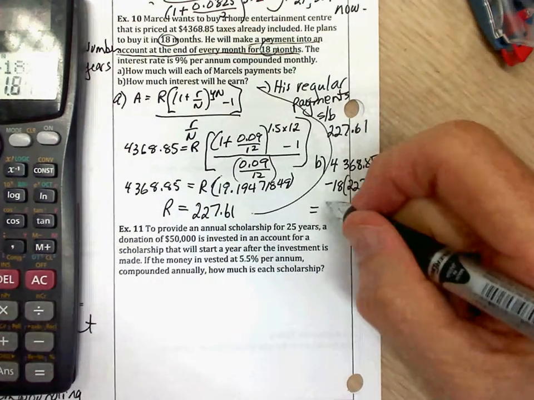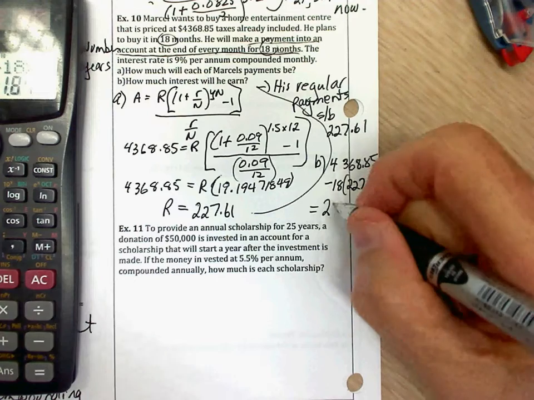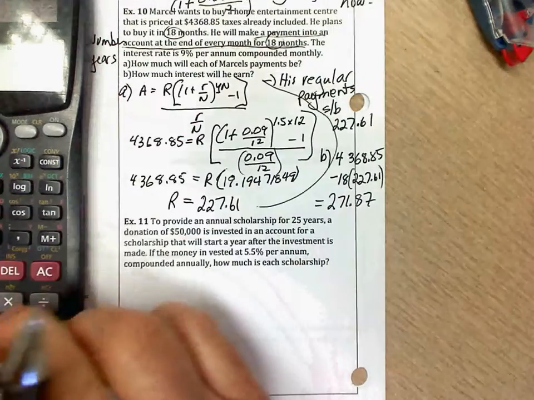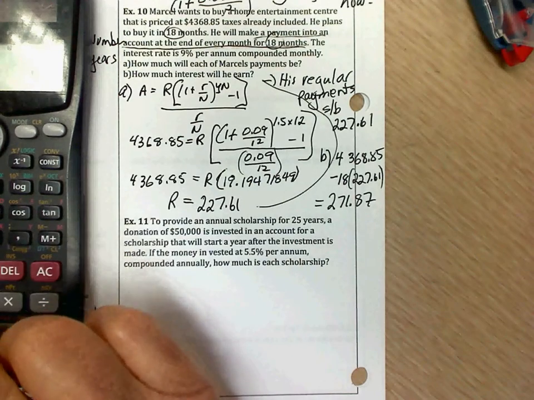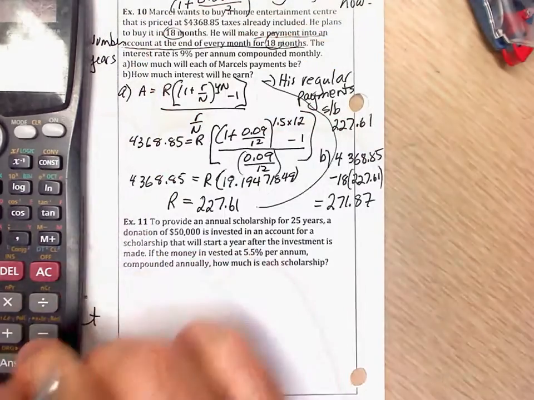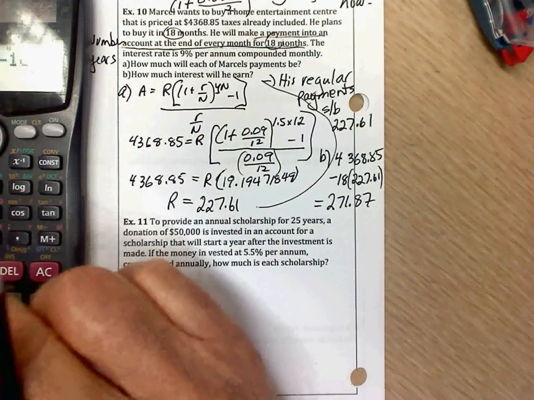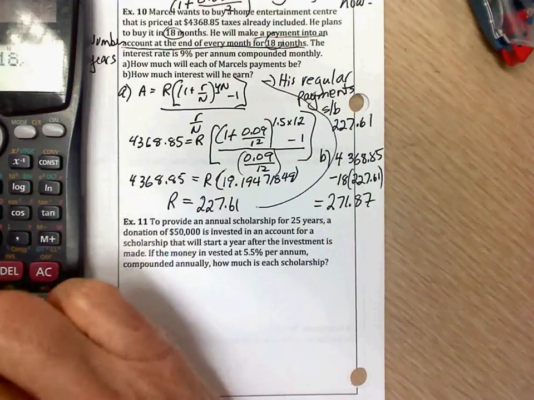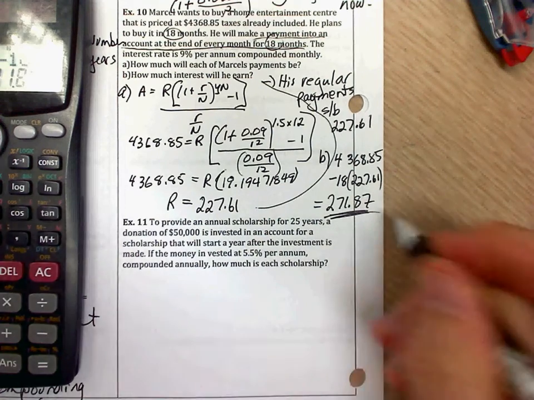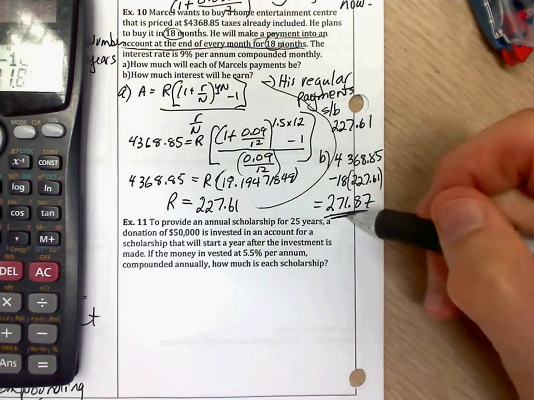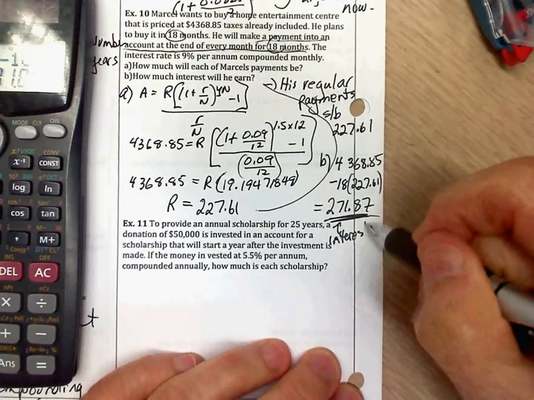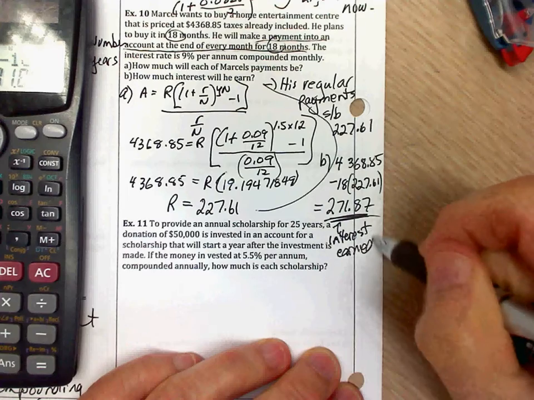I get 271.87. So I'll just check that and just make sure I'm not leaving you with the wrong answer. I don't want you to be confused. 4,368.85. He's making 18 payments of 227.61. Okay, that's what I got. So his interest earned is 271.87. That's okay. It's nothing to laugh at. Might get you a few meals at McDonald's.